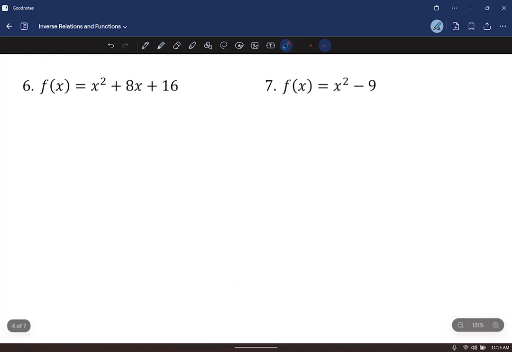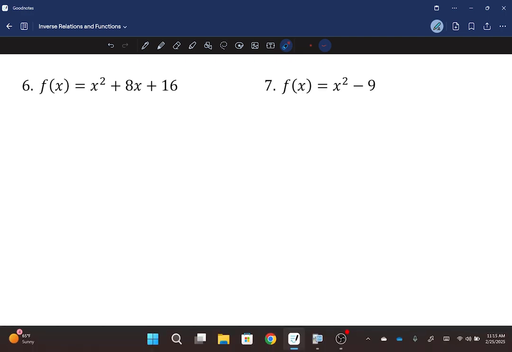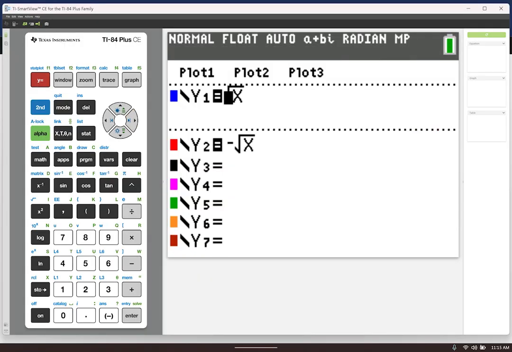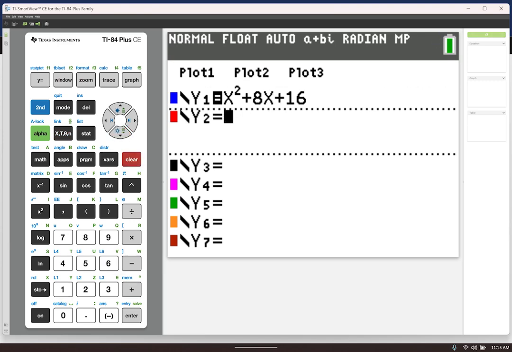So let's try a couple of these. All right. Number 6, we have x squared plus 8x plus 16. So let's take a look at what that looks like. So take off whatever you had in there to begin with. So we have x squared plus 8x plus 16. All right, I'm going to go ahead and take this out.